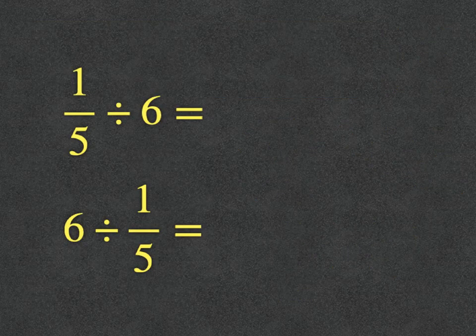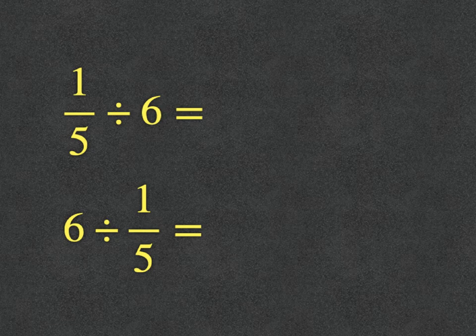Now, it's important to identify what these problems look like so we don't confuse them with a completely different problem. Remember, unlike addition and multiplication, the order of a division problem is very important and cannot be interchanged. Here we have 2 problems, 1/5 divided by 6 and 6 divided by 1/5. When trying to differentiate between the problems, think about what you are starting with.